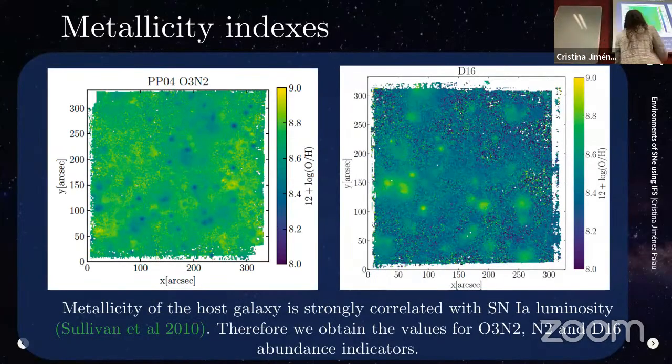So yeah, this is an example of two metallicity indices that we obtain, because one of the things that we know is that the metallicity of host galaxies is correlated with the luminosity. Here we can see an example of the O3N2. And then for the D16, here we see the value of the calibration, and this is just the spaxels.